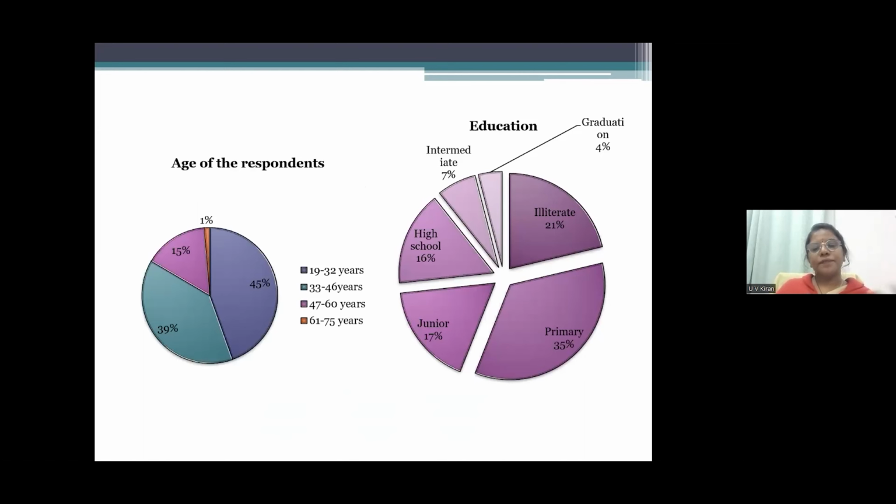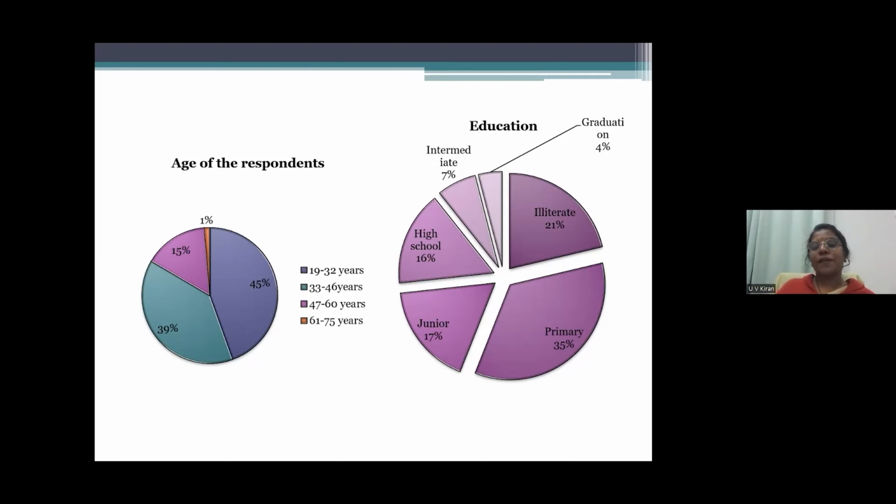When we see the general information, we can see that the majority of the respondents of our sample belong to 47 to 60 years, 45%, followed by 39% in the age group of 33 to 46 years. It may be due to the active age group, which generally gets involved in the work. The majority of the respondents have only education till primary, followed by high school, and 21% of them are illiterate. Many of them do not have any education after junior or high school.